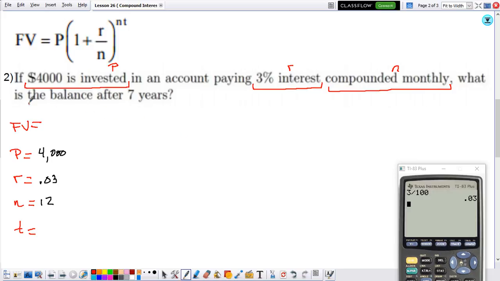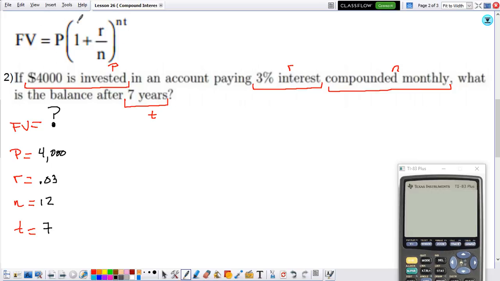Now here it says, what is the balance after 7 years? So here they're giving you a time. The time is T. So T is 7. FV, again, is the thing that we're looking for. Because at the end, what is the balance after 7 years? It's telling you what is the future value. Excellent. We got values for each of the variables. All we need to do now is just plug it into the formula.